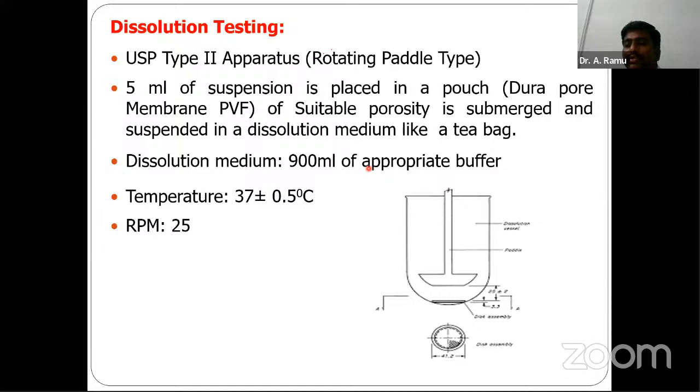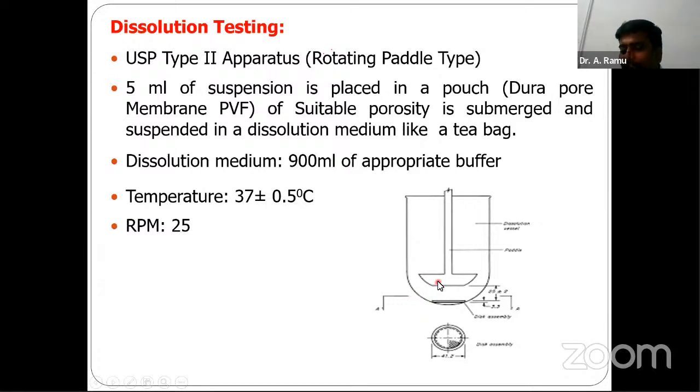The in vitro dissolution studies can be carried out by the use of USP type 2 apparatus. The USP type 2 apparatus is a rotating paddle type of apparatus. Let us see, the USP type 2 apparatus consists of a 1 liter beaker, and this beaker is dipped in a water bath to maintain the temperature at 37 plus or minus 0.5 degrees during the dissolution.